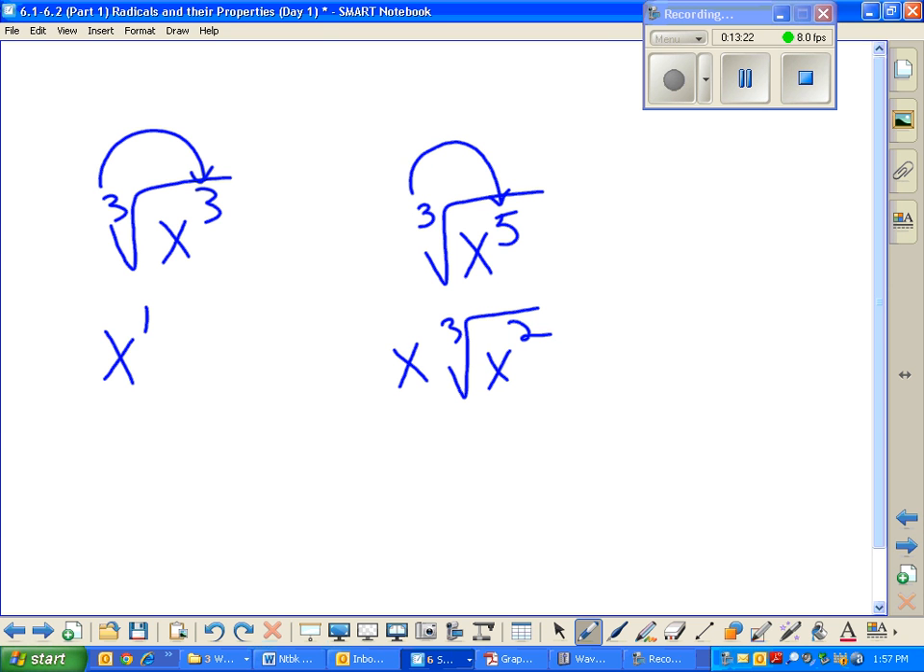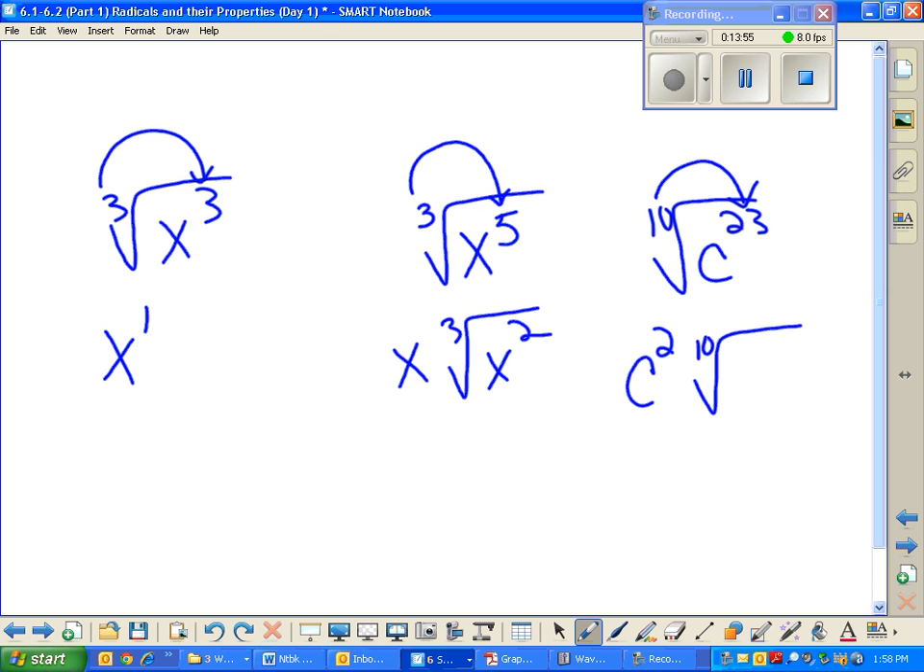2. Whoa. Mind blown. Okay, let's make up a weird one. Somebody give me a weird index. 10. That's pretty weird. 10th root. Somebody give me a weird exponent. Take it easy on me. 23. I like the prime one. So we'll do c to the 23rd. You ask yourself, how many times does 10 go into 23? 2. How many would be left over? 3. So there's your shortcut.